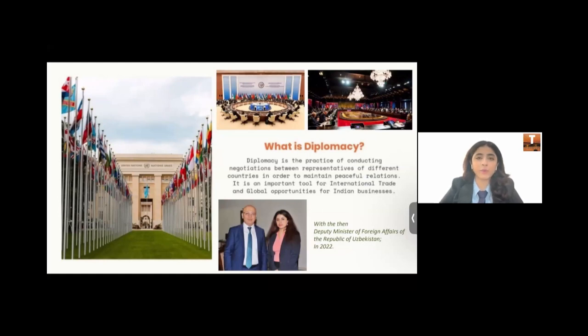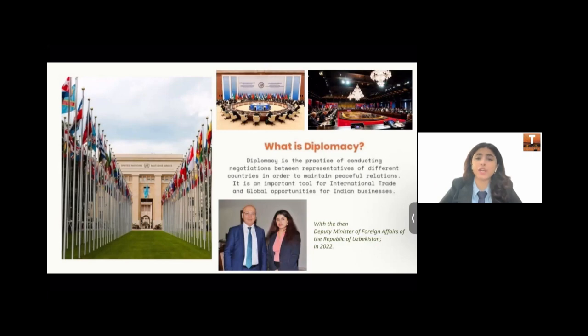There are a few examples for this. Number one, diplomatic negotiations, which happened in the Paris Agreement 2015. The UN Framework Convention on Climate Change, UNFCCC, brought together representatives from nearly 200 countries to negotiate the Paris Agreement. This diplomatic effort aimed to combat climate change by setting targets for reducing greenhouse gas emissions, promoting sustainable development, and providing support for developing countries.